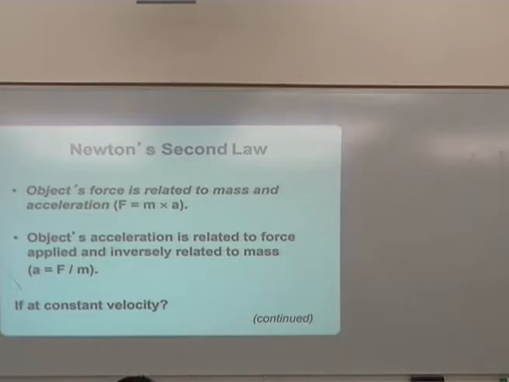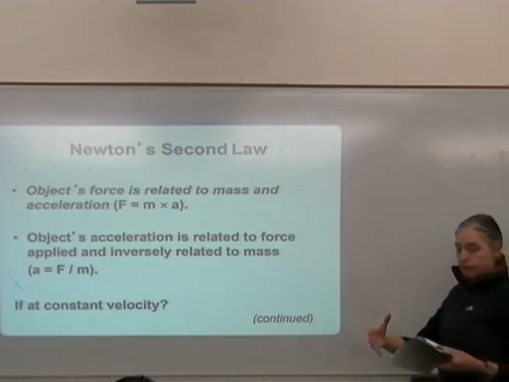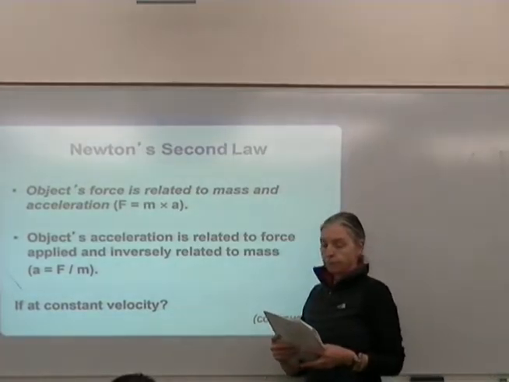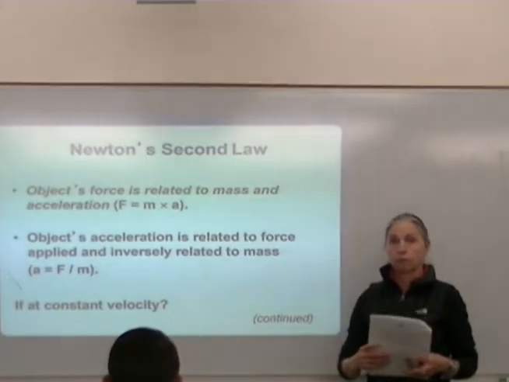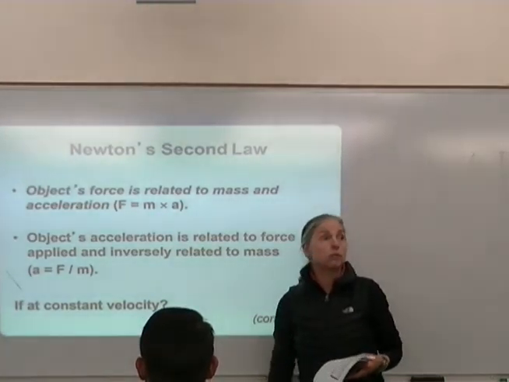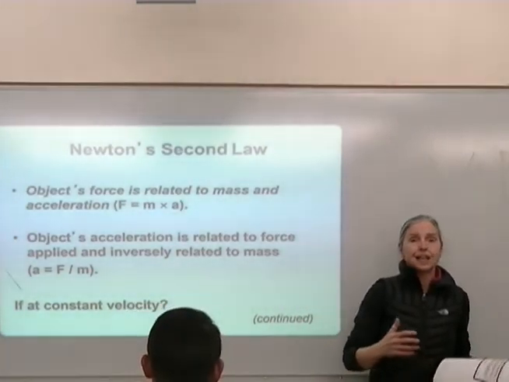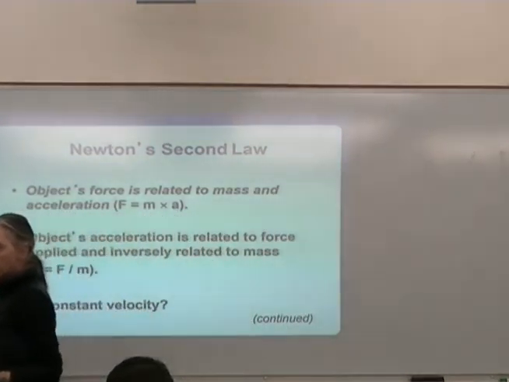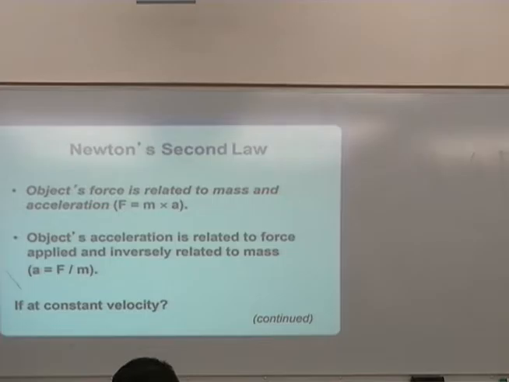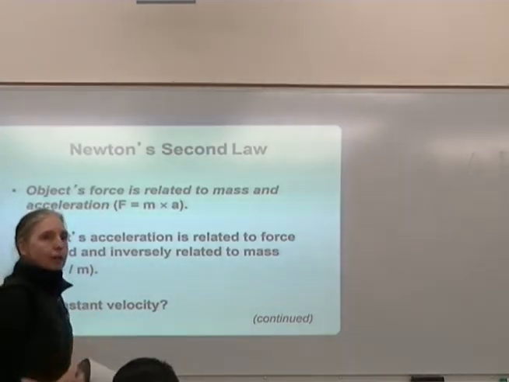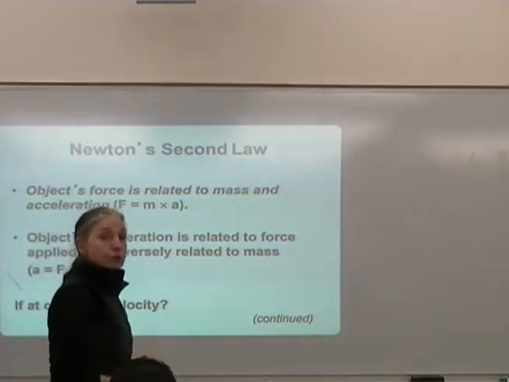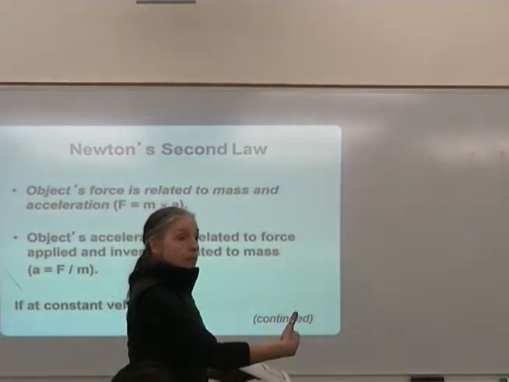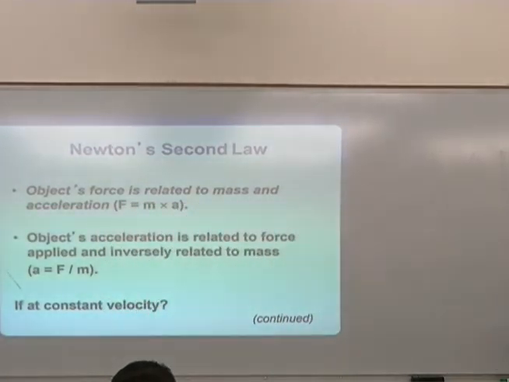Well, if it's at constant velocity, what does that mean acceleration is going to be? 0, right? Because acceleration is a change in velocity over time. So if velocity is exactly the same, if I'm on the treadmill running at 6 miles an hour and I leave it at 6 miles an hour, I'm not accelerating. Right? So acceleration would be 0.